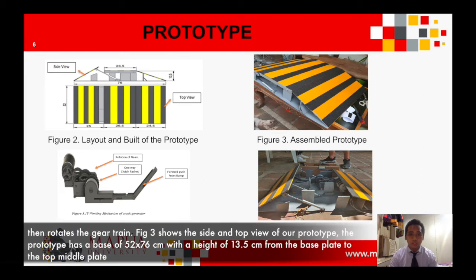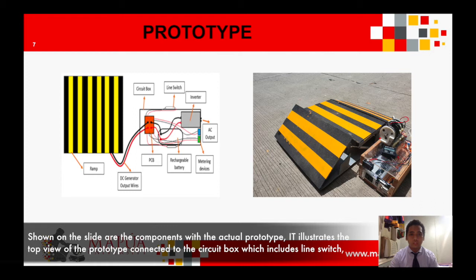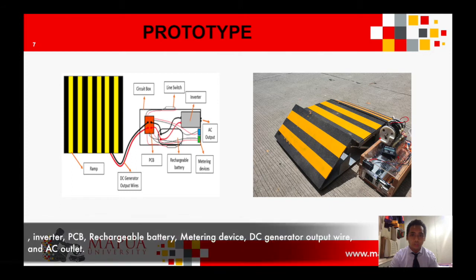Figure 3 shows the side and top view of our prototype. The prototype has a base of 52 by 76 cm with a height of 13.5 cm from the base plate to the top middle plate. Shown on the side are the components of the actual prototype. It illustrates the top view of the prototype connected to the circuit box, which includes the line switch, inverter, PCB, rechargeable battery, metering device, DC generator output wire, and AC outlet.